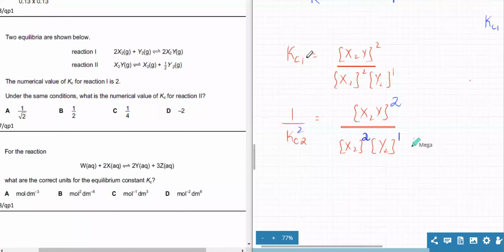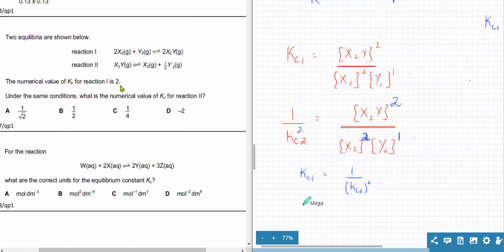So that means, what's the relationship between Kc1 and Kc2? Kc1 is equal to 1 over Kc2, except that it's getting squared. Okay, that's the relationship between the two values. Is this point clear? Yes, sir.